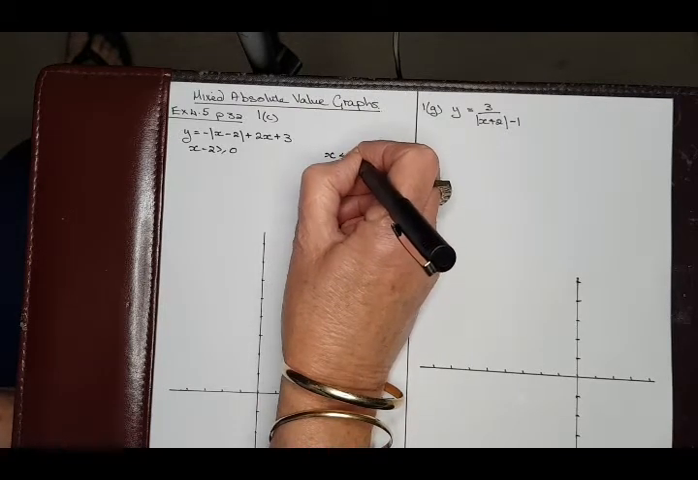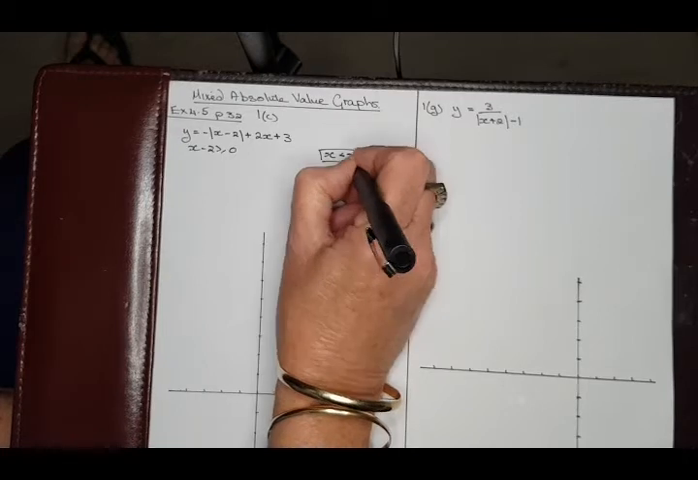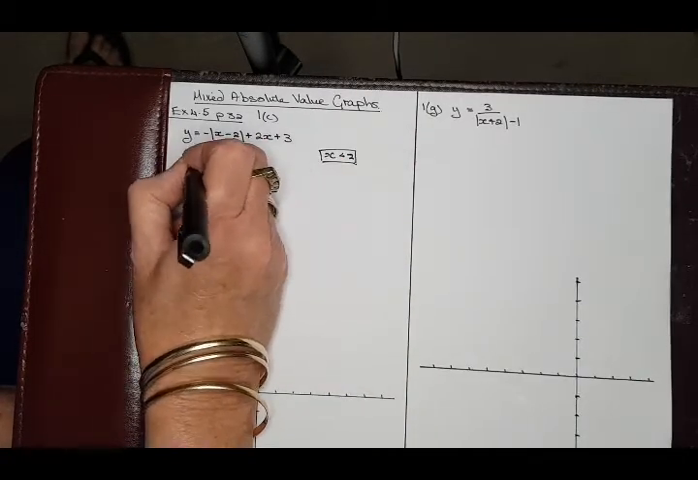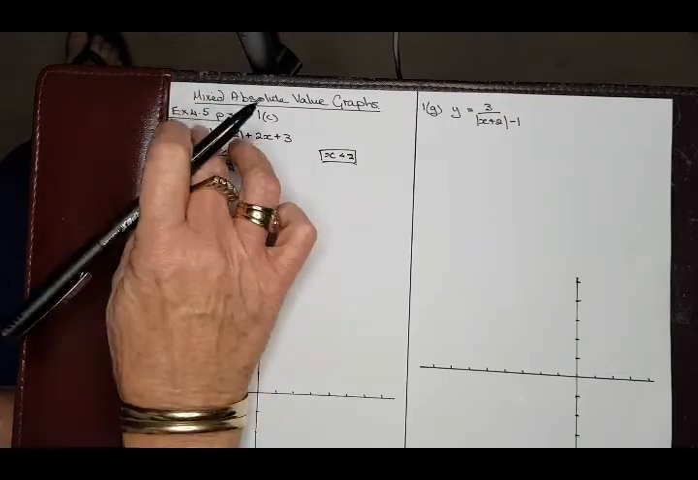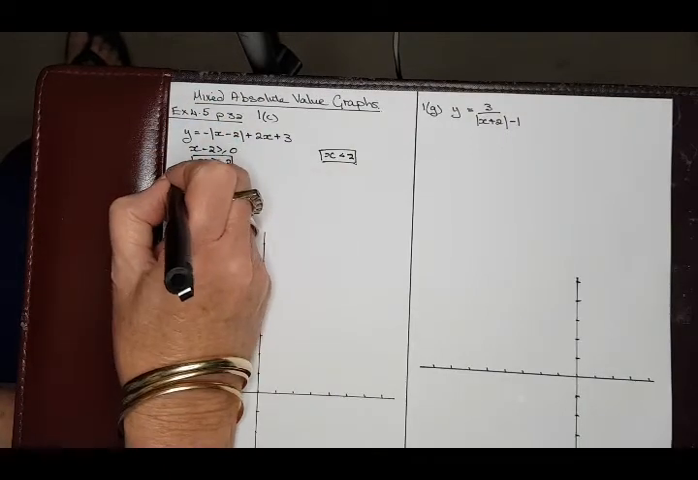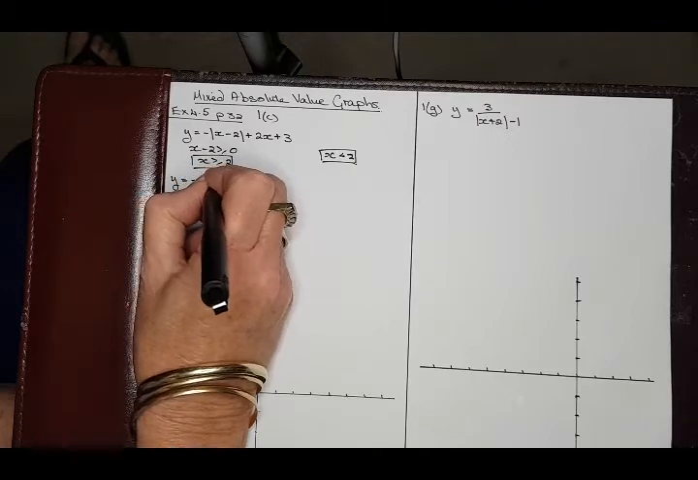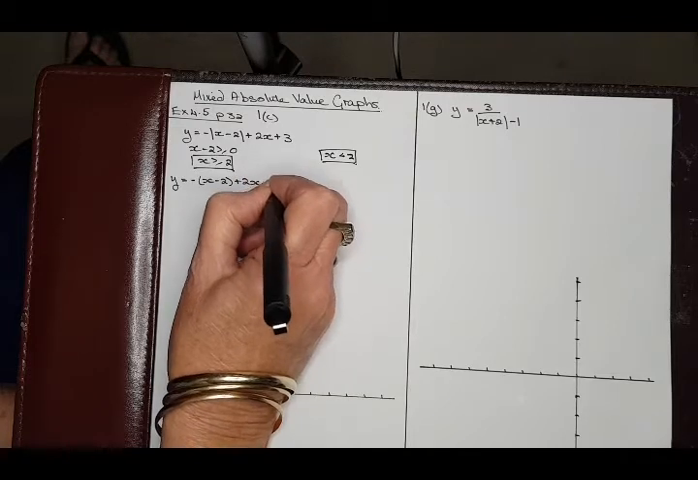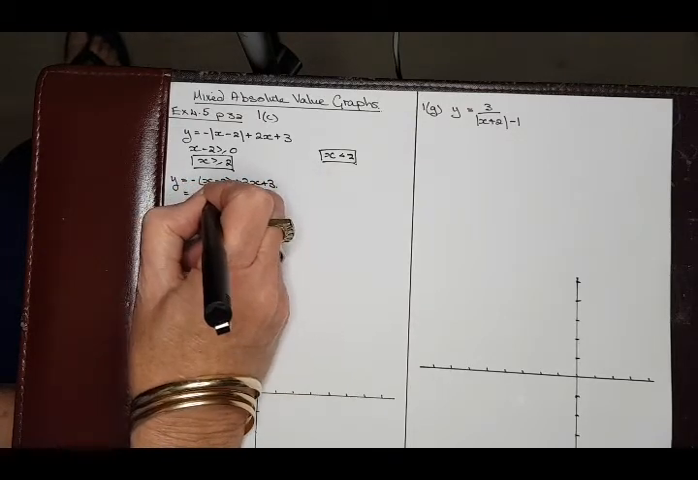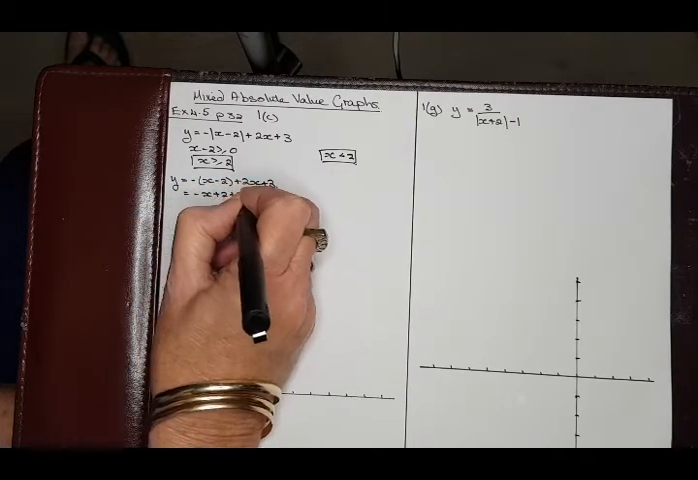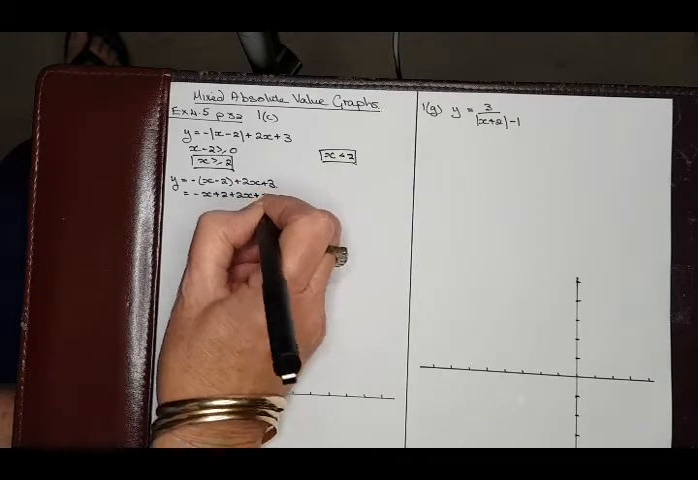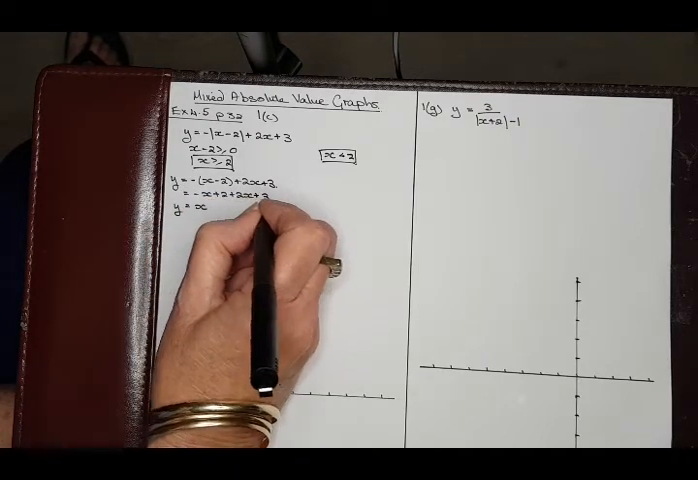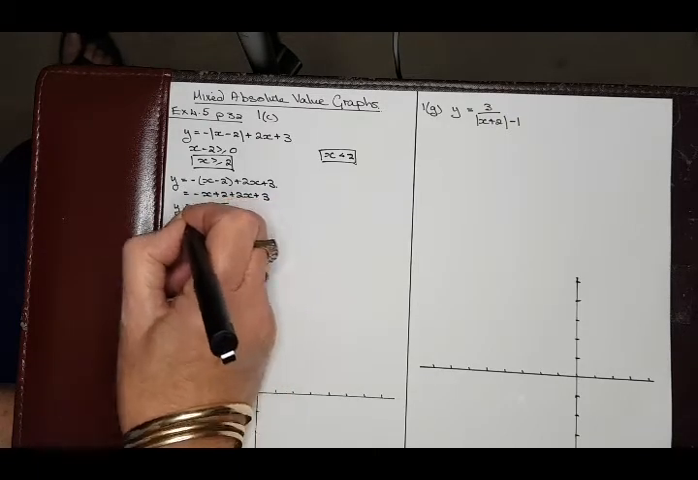On this side, the condition becomes x is less than 2, and on this side, the condition becomes x is greater than or equal to 2. So here, when we drop the absolute value, we get y is equal to minus x minus 2 plus 2x plus 3. When I simplify that, it is minus x plus 2 plus 2x plus 3, and so my answer becomes y is equal to x plus 5. That is a straight line graph.